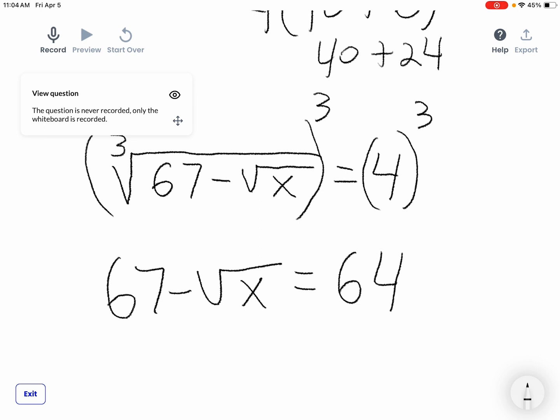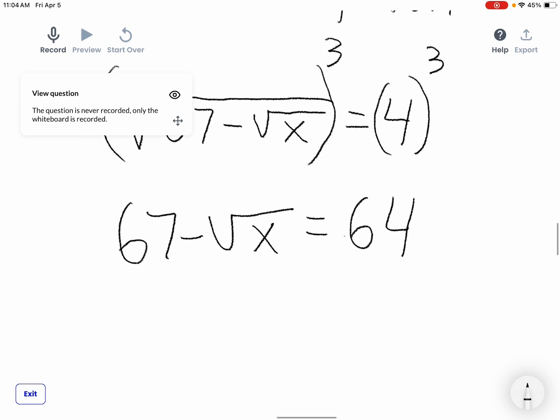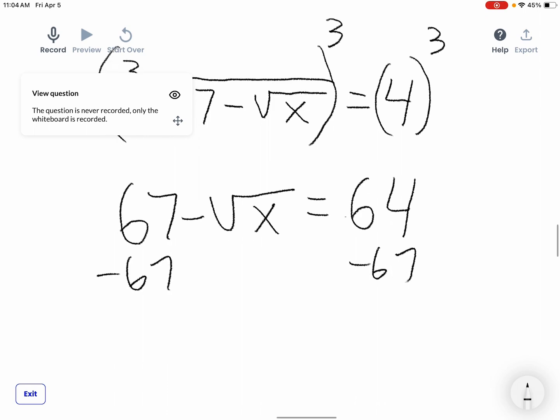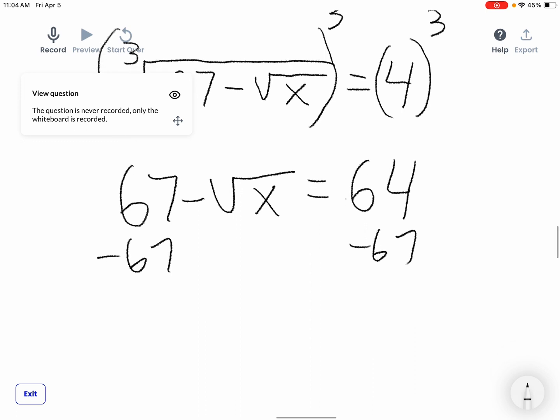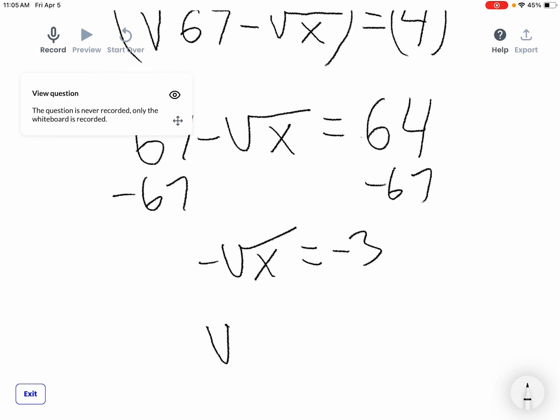Okay, so solving this for x, let's get the x term by itself. If we subtract 67 from both sides, we get just 0 minus the square root of x, so just minus the square root of x is going to be equal to 64 minus 67, which is negative 3, right? 67 minus 64 is 3, so therefore 64 minus 67 is negative 3. But then if we divide through by negative 1, the signs change, and therefore we get that the square root of x is equal to positive 3.